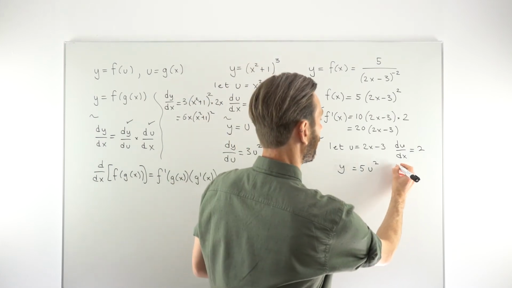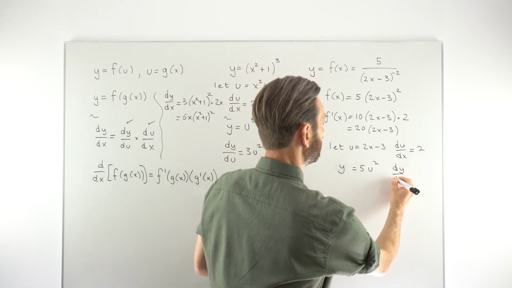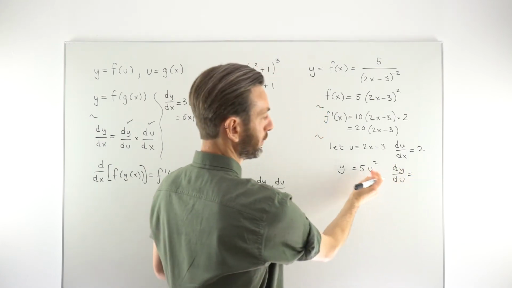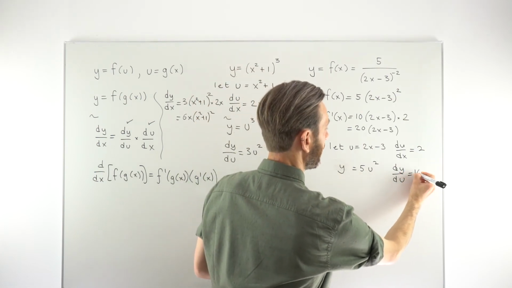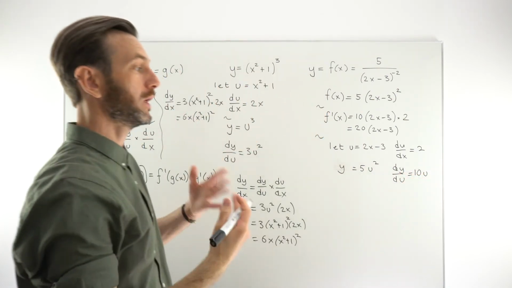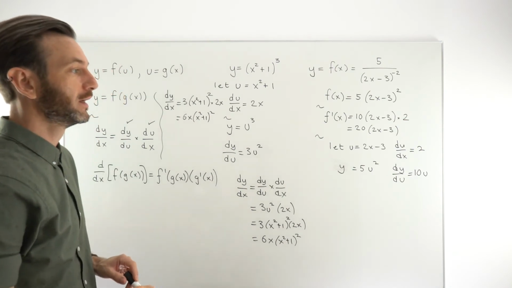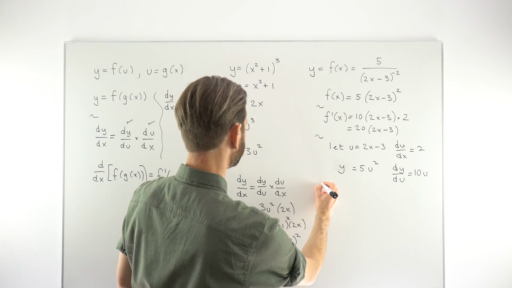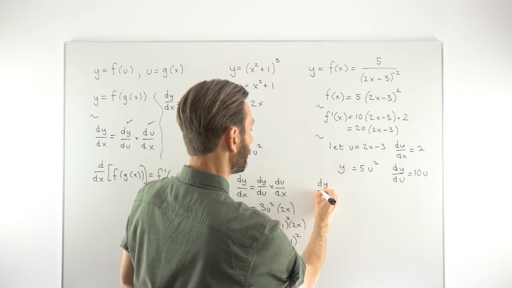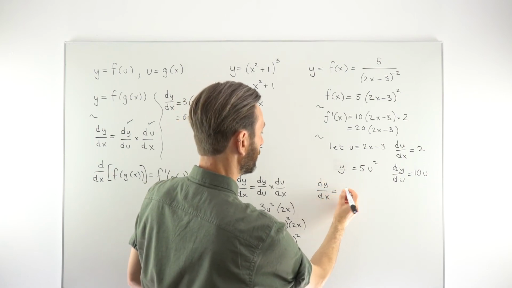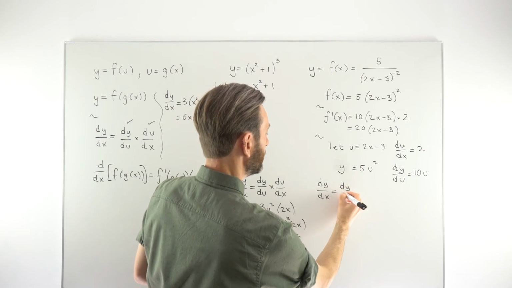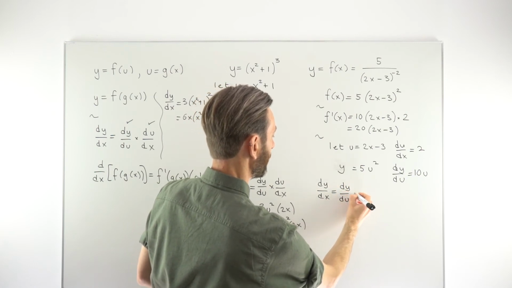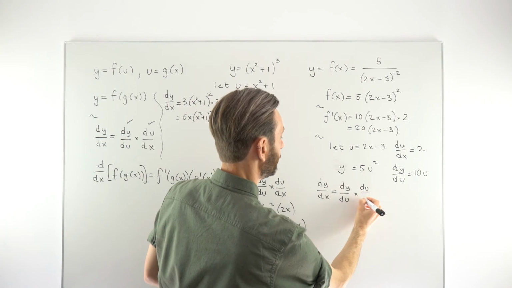So now we can take our dy du, which is just using the power rule. 2 times 5 is 10, u reduce the power by 1, so it goes down to a power of 1. Now we just need to use basically this little format here, which would say that dy dx equals dy du, the derivative of y with respect to u, times du dx.